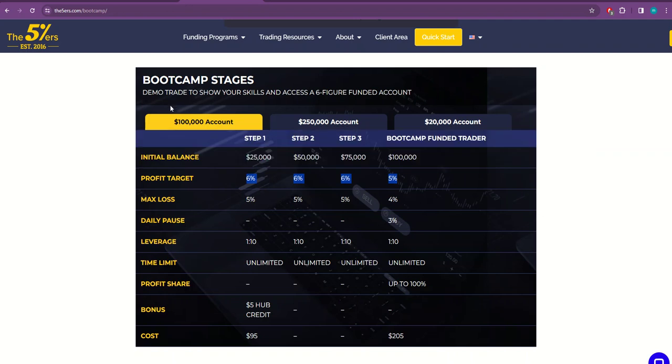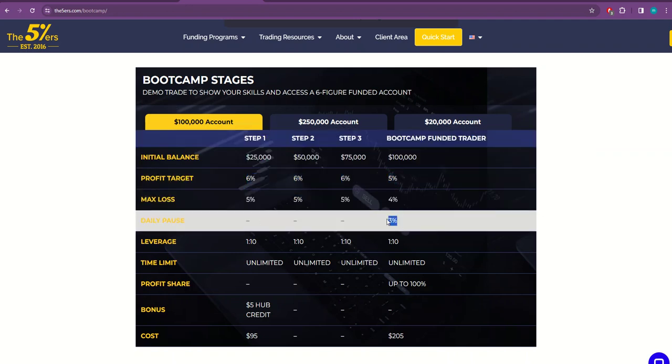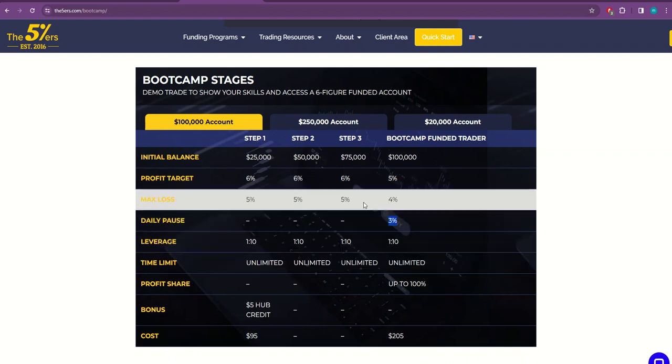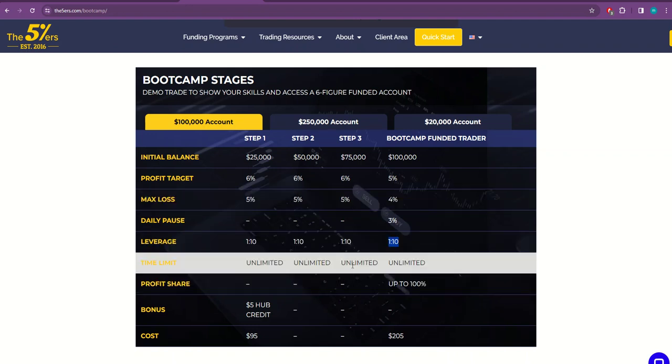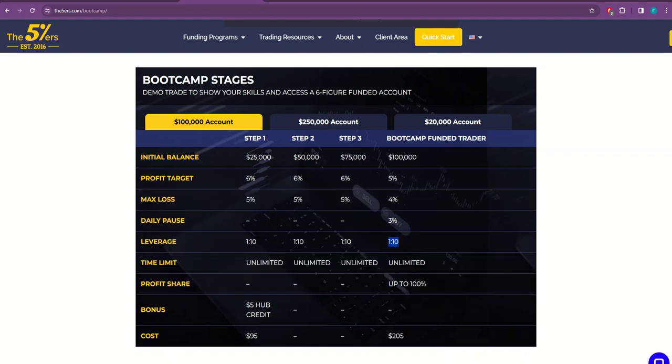And besides, by the time you make this $100,000, now they have reduced your maximum loss to 4%. So you can see this is crazy. When are you gonna reach this? Mostly with this kind of leverage, guys. I would say this is crap. Their boot camps are crap. Just go for the high stake.